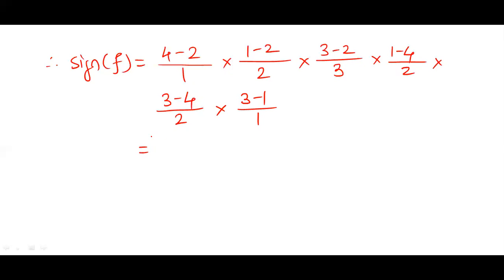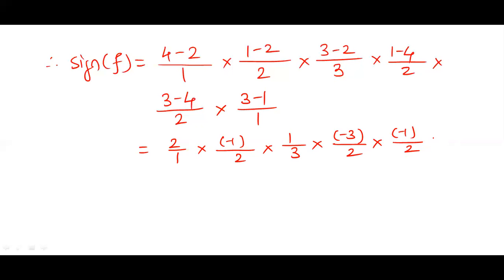So it is equal to 2 divided by 1 into minus 1 divided by 2 into 1 divided by 3 into minus 3 divided by 1 into minus 1 divided by 2 into 2 divided by 1. So you can observe that some terms are cancelling.